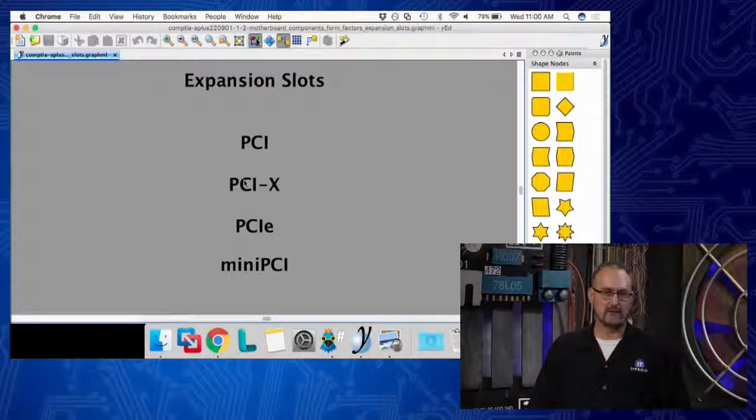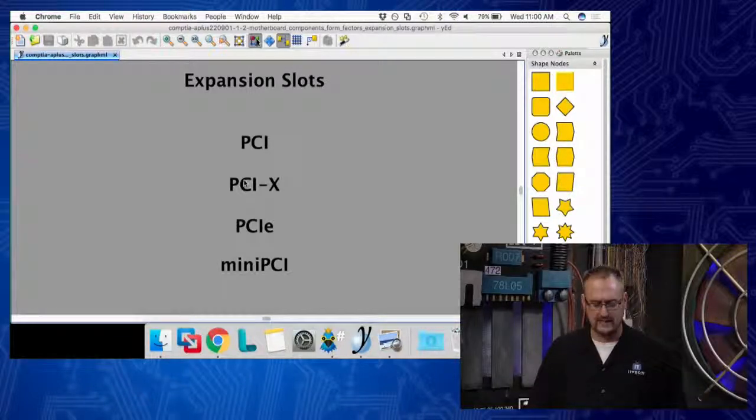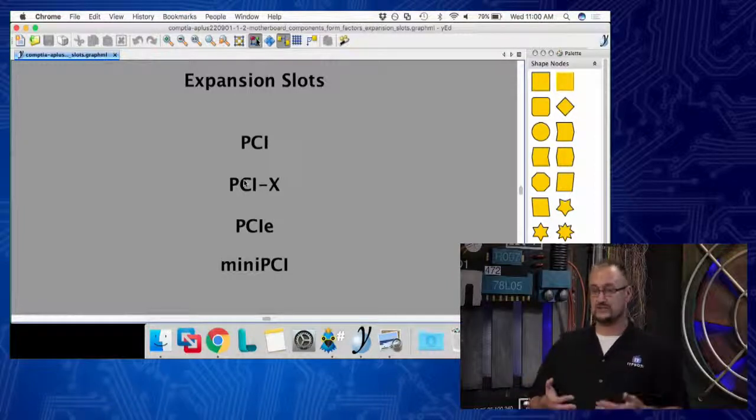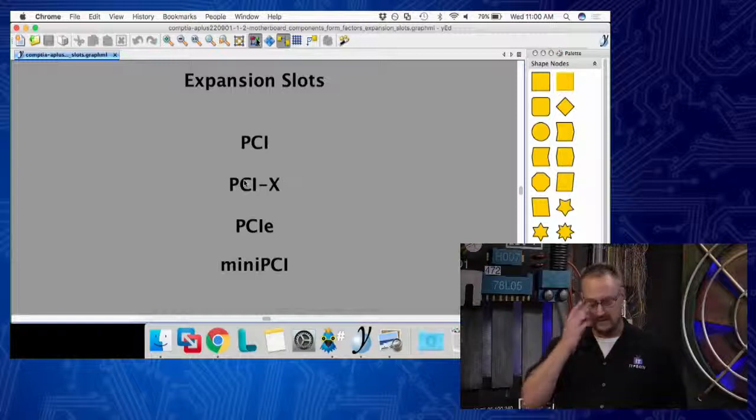Now, the first one we have right here is called the Peripheral Component Interconnect, and this one's been around for a very long time. It's almost considered legacy today. We still see it. We still could potentially use it. And this was developed back in 1992 by Intel, and then later they handed this over to what was known as PCI SIG. That's a special interest group that basically oversees the PCI standard.